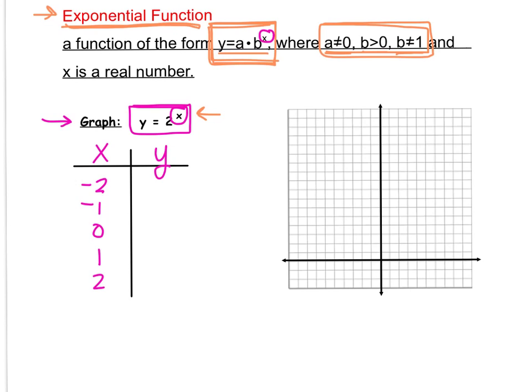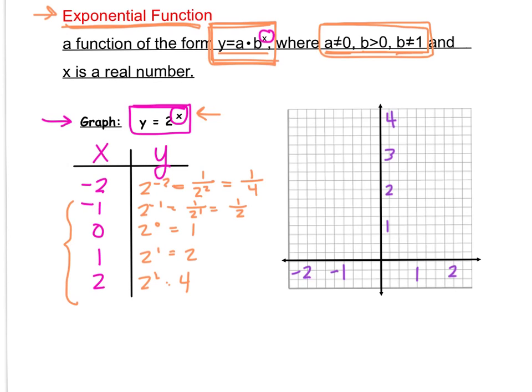So for the first one, I would have 2 to the -2. And here's why we want to show all our work. Using our exponent rules, 2 to the -2 is 1 over 2 squared. And then I know that's 1/4. Now what I want you to do is go through and find these next 4 y values for our x values, and then come back and let's graph together.